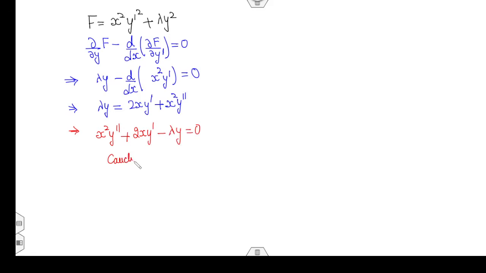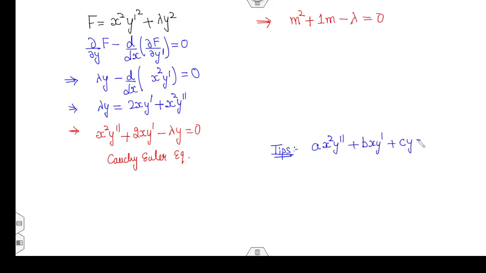So that becomes my Cauchy-Euler equation. And once it is a Cauchy-Euler equation, how can you write the roots? M square plus 2 minus 1, that is 1, into m minus lambda is equal to 0. Let me tell you, if you missed any of my differential equation lectures, if you have the Cauchy-Euler equation of the form a x square y double prime plus b x y prime plus c y is equal to 0, then you can write the equation a m square plus b minus a of m plus c is equal to 0.